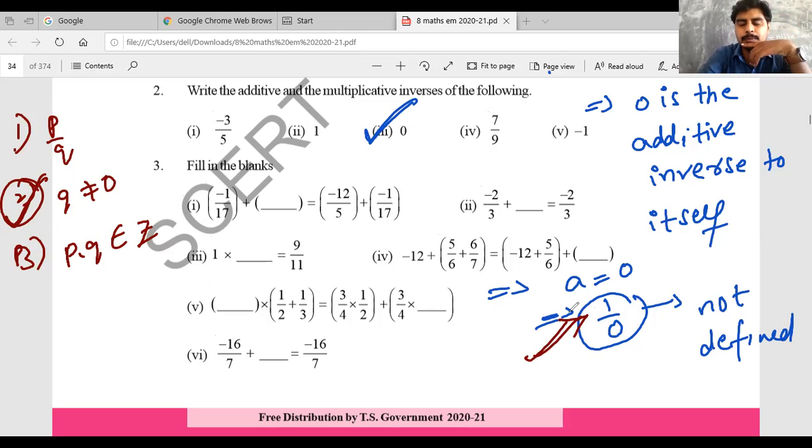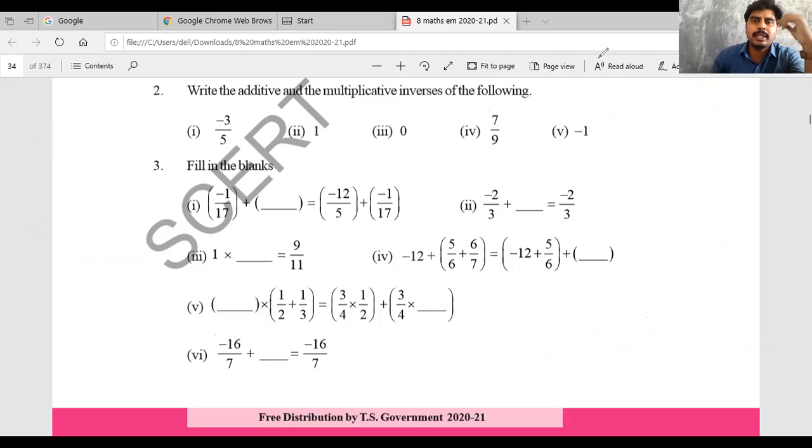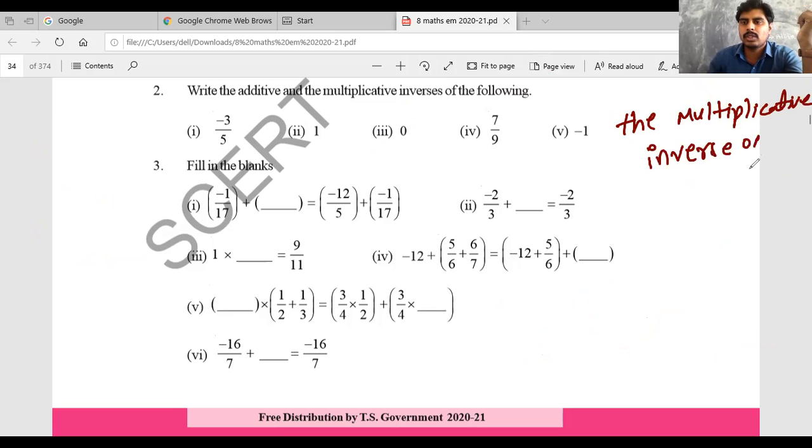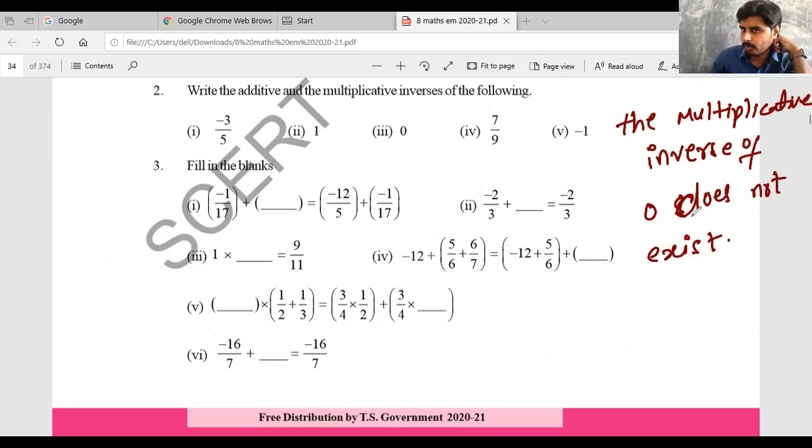So what can we say now? There is no multiplicative inverse for 0. The multiplicative inverse of 0 does not exist. Clear? Any doubts?